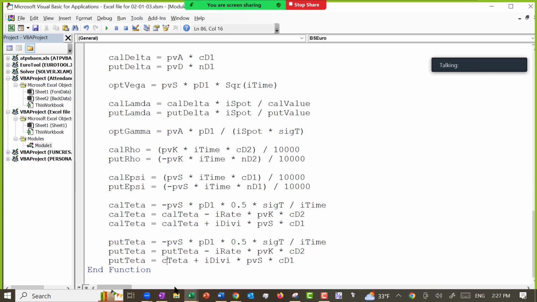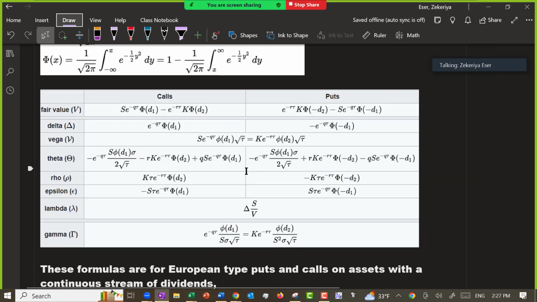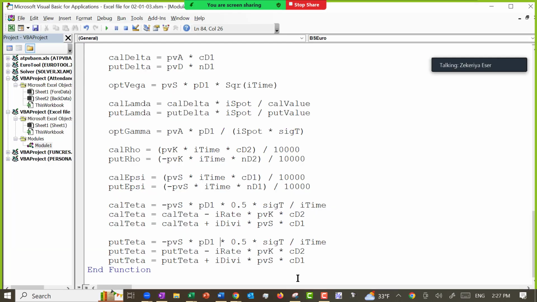That part is the same. The only difference here is instead of N of d2, I'm going to use N of negative d2. So these are going to be CD2, ND2, and ND1. That's it. We calculated everything.